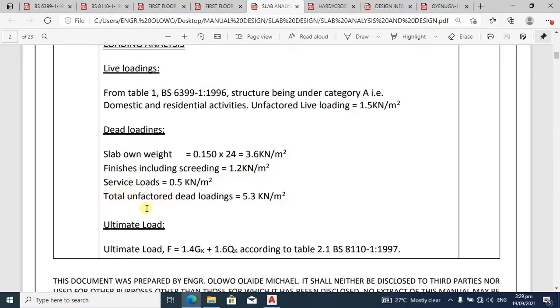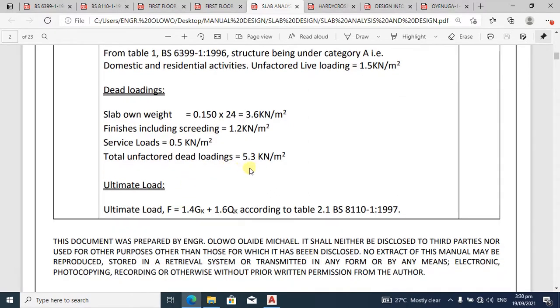Then for the service loads, we have services like plumbing services, electrical services. We have electrical pipes running through our structural members. Then we need to factor this weight as well, and in this case we are going to assume 0.5 kilonewton per meter square. Therefore, the total unfactored dead loading will give us 5.3, which is the addition of all these together: 3.6, 1.2 and 0.5.